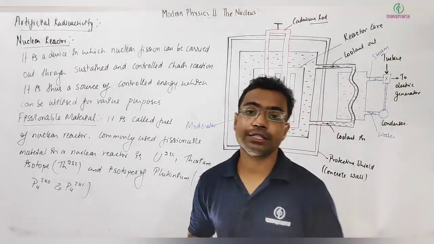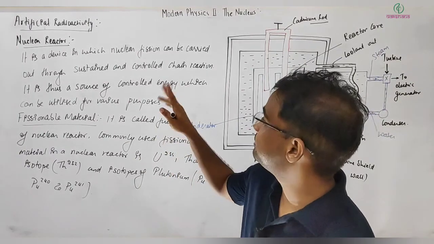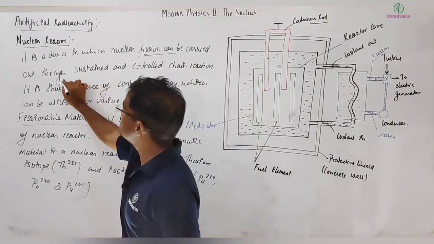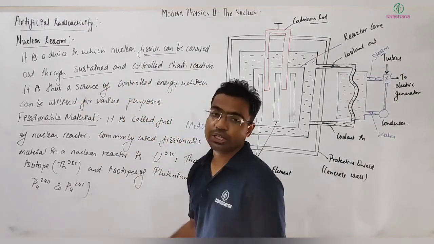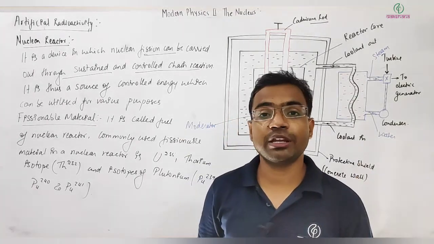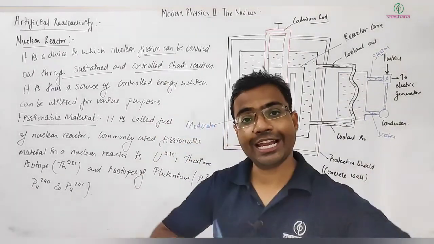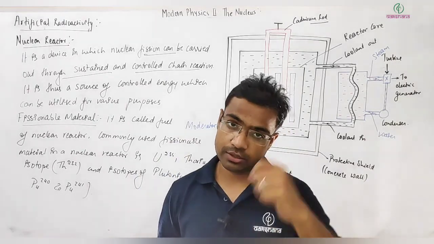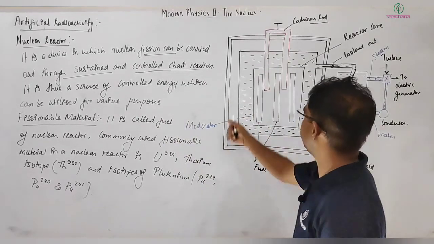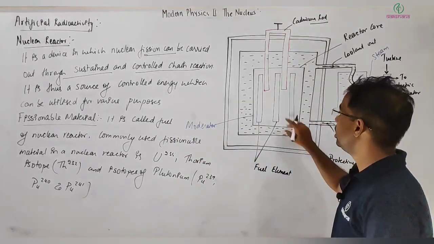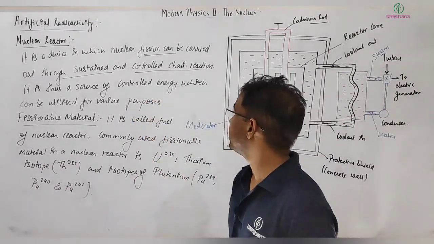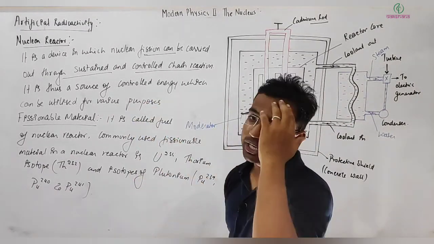So next we are going to talk about the nuclear reactor. It is a device in which nuclear fission can be carried out through a sustained and controlled chain reaction. Sustained means it proceeds continuously, not stopping in between, and controlled means we can control the rate, slow and fast. I will tell you how exactly that happens in this nuclear reactor. This is the design of a nuclear reactor and how it works. It is a source of controlled energy which can be utilized for various purposes.